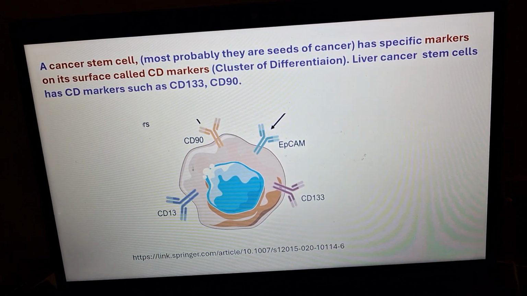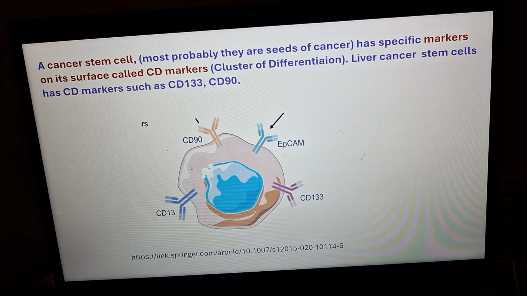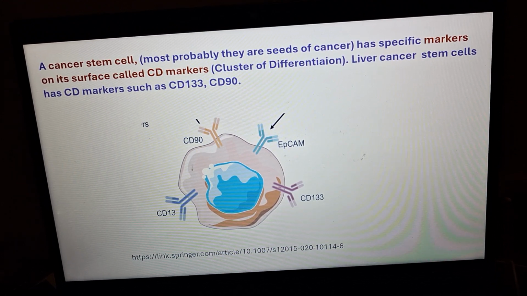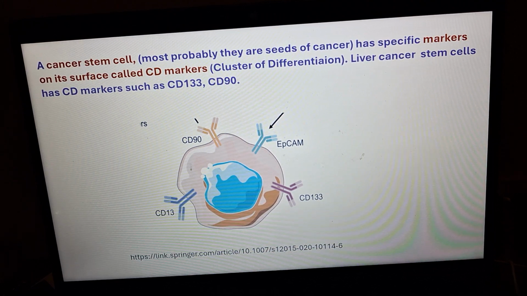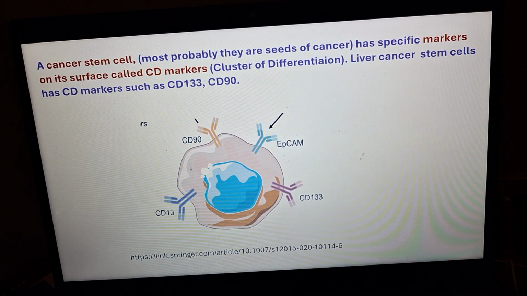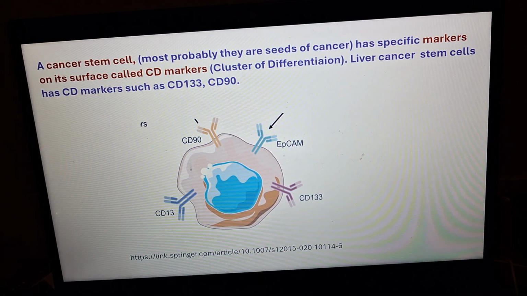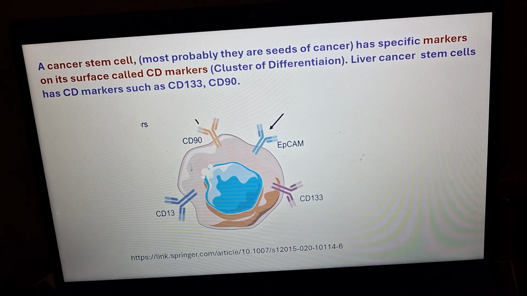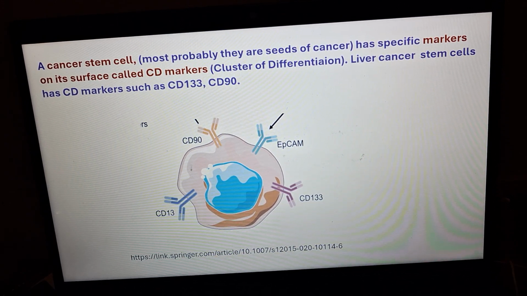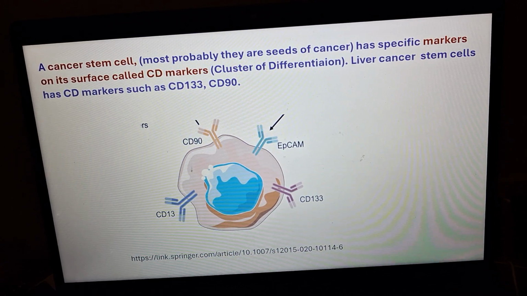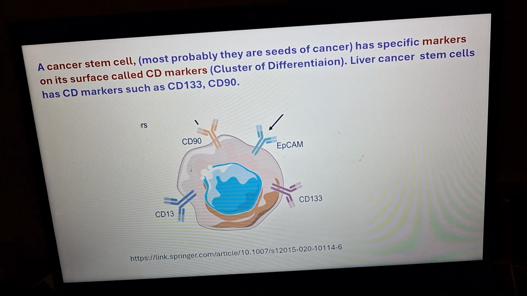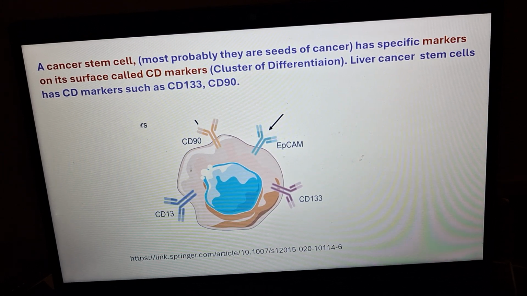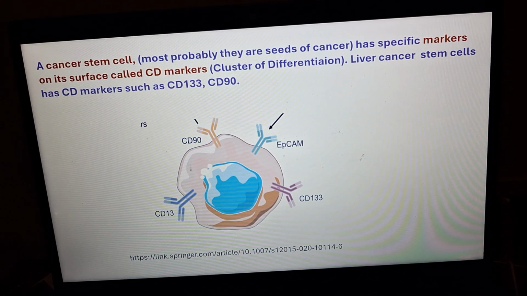So, as mentioned earlier, the question was, what can be the potential use of cell surface markers? Well, in cancer, it is thought that most probably the seeds of cancer are a particular type of cells called cancer stem cells. Now, these cancer stem cells have specific markers on their surface called CD markers, where CD stands for cluster of differentiation. As you can see in the photograph over here, this cancer stem cell, in this particular case a liver cancer stem cell, has markers such as CD133 and CD90 on the surface of the cell.